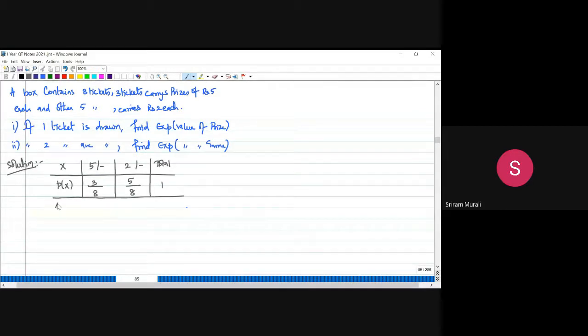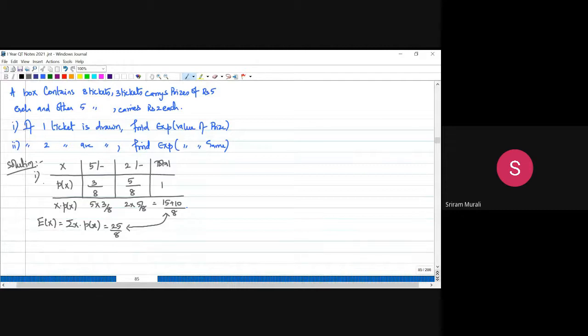So you have to find x into p of x, because E of x is equal to sigma x into p of x. So this is your x into p of x, that is 5 into 3 by 8, and 2 into 5 by 8. So the total will be 15 plus 10 by 8, that is equal to 25 by 8. So this is the expected value of the price which I get.